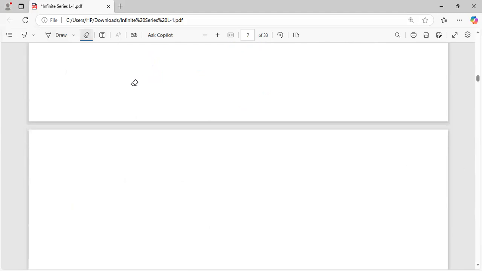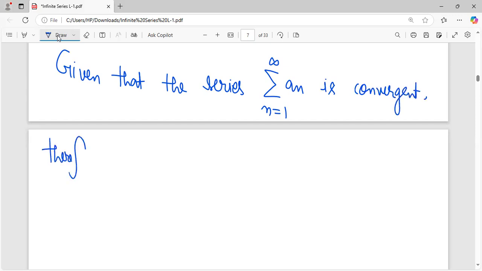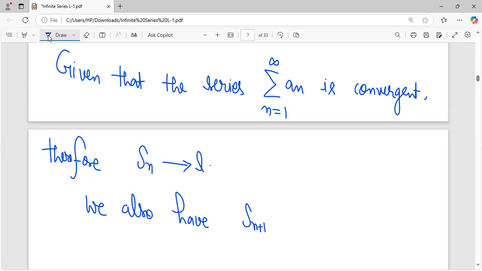Now, given that the series summation n goes from 1 to infinity an is convergent, therefore Sn tends to L. So if Sn tends to L, then Sn plus 1 also tends to L, because there is no distinction adding a 1 at infinity. We also have Sn plus 1 tending to L.